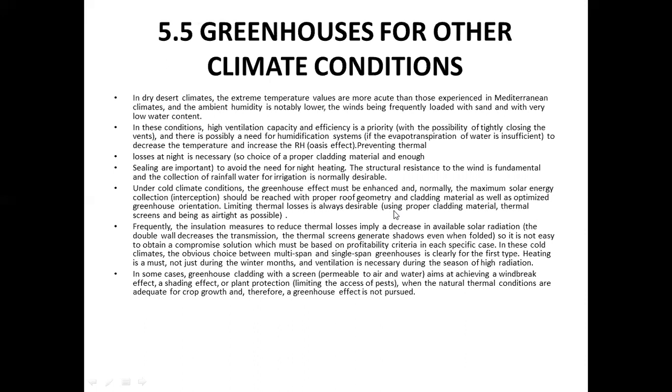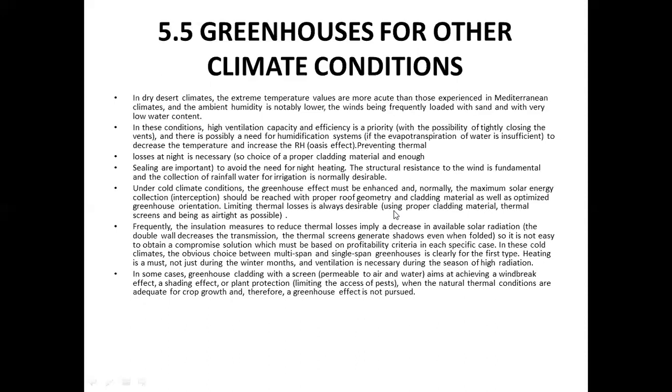Okay, so in dry regions, dust winds or dust hurricanes are seen. Also, notably lower humidity is seen, and high solar radiation is seen. So there should be proper ventilation. High ventilation should be provided in greenhouses in dry desert climates. Okay, due to high solar radiation, ventilation is highly difficult, so proper ventilation systems should be provided, and the temperature during the daytime should be managed and decreased.